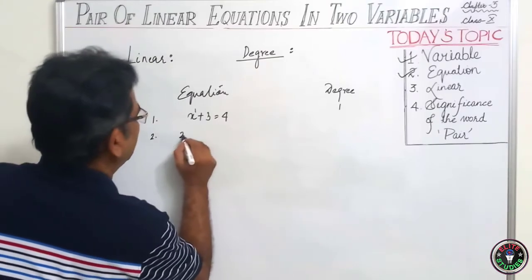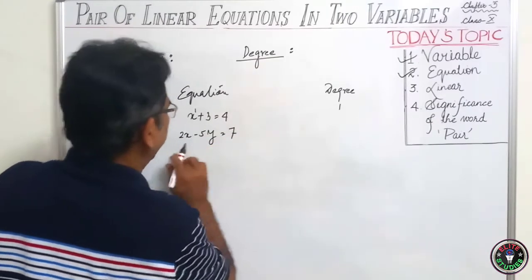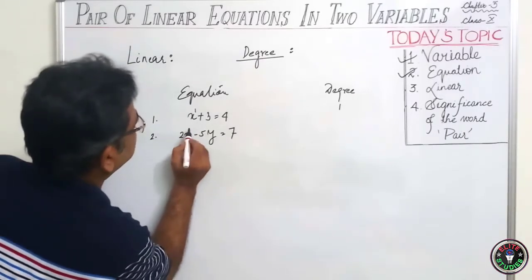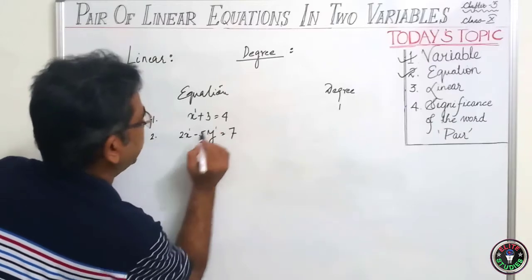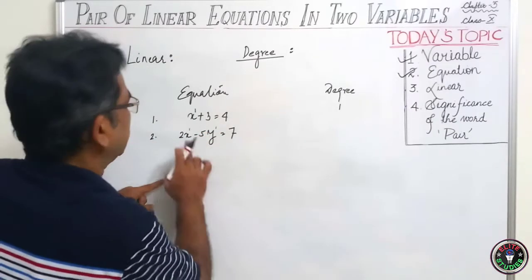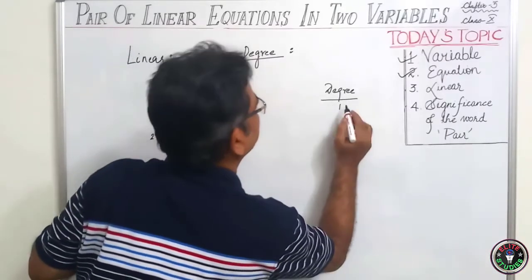If I write, suppose, 2x minus 5y is equal to 7, in this there are two variables. Here the power of x is 1, the power of y is 1. So the greatest power of the variable in the equation is 1. So this is again an equation of degree 1.